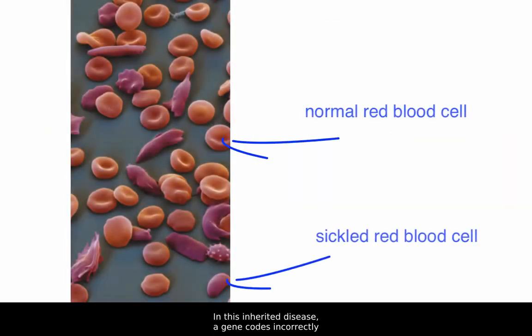In this inherited disease, a gene codes incorrectly for a single nucleotide. As a result, the protein hemoglobin is not properly constructed, and the red blood cells are not fully functional. Patients suffer from a host of symptoms, such as breathlessness, severe pain, organ damage, and even premature death.